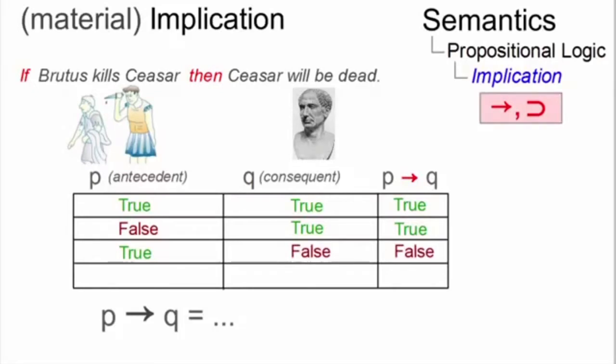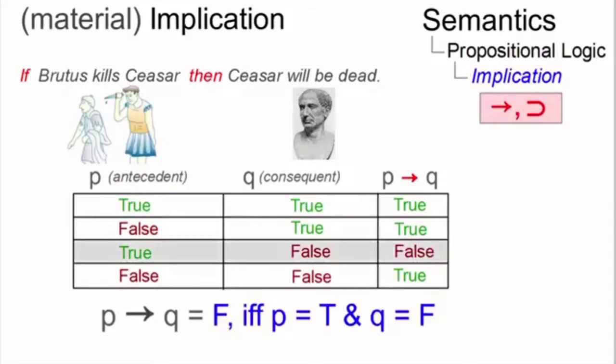However, if Brutus did kill Caesar but Caesar is not dead, that is, P is true and Q is false, the implication is false. And if both P and Q are false, as in if Brutus did not kill Caesar, then Caesar will not be dead, the implication is true too. So the crucial case is the third condition.